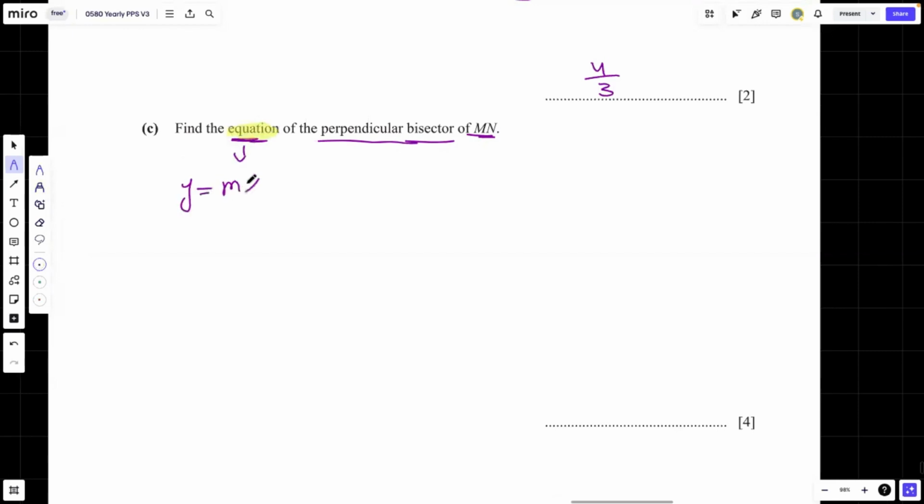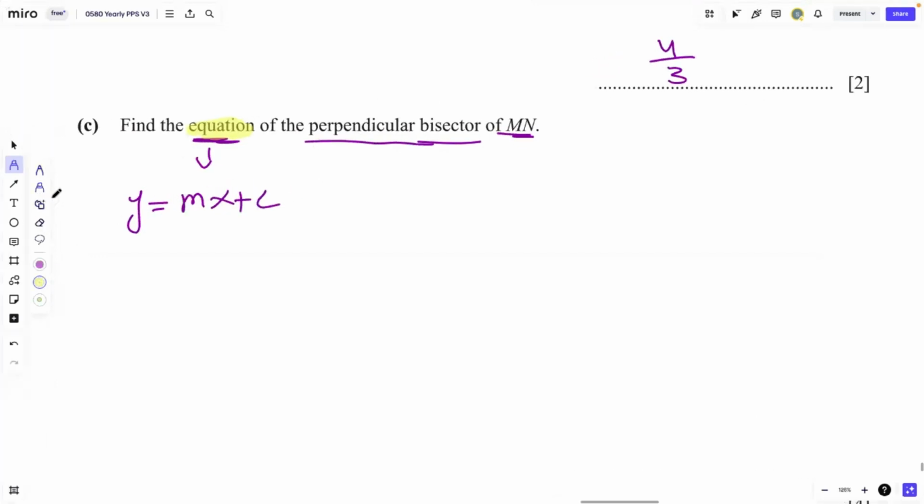We need to know the general form, which is y equals mx plus c. But now, interestingly, what's a perpendicular bisector? Any idea what a perpendicular bisector of MN is? So first up, we visualize this. That's the best possible way we can do this.